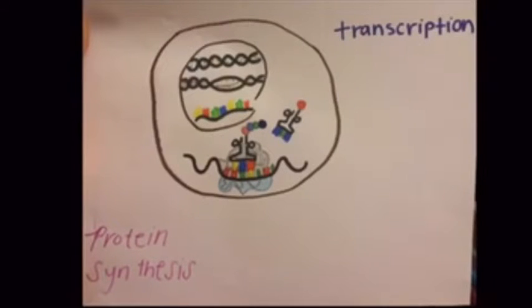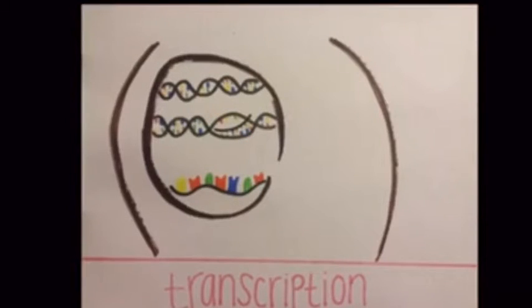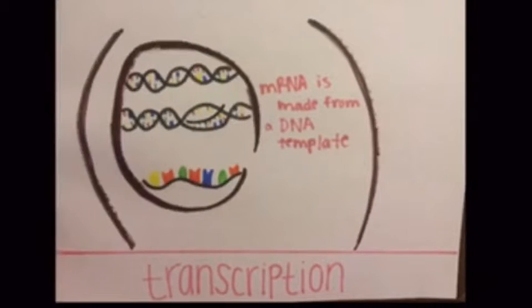The second step is called translation. A portion of the DNA is unzipped, so the mRNA can be made from the DNA like a template. Nucleotides from the RNA match with the ones from the strand of DNA and make mRNA, also known as messenger RNA.